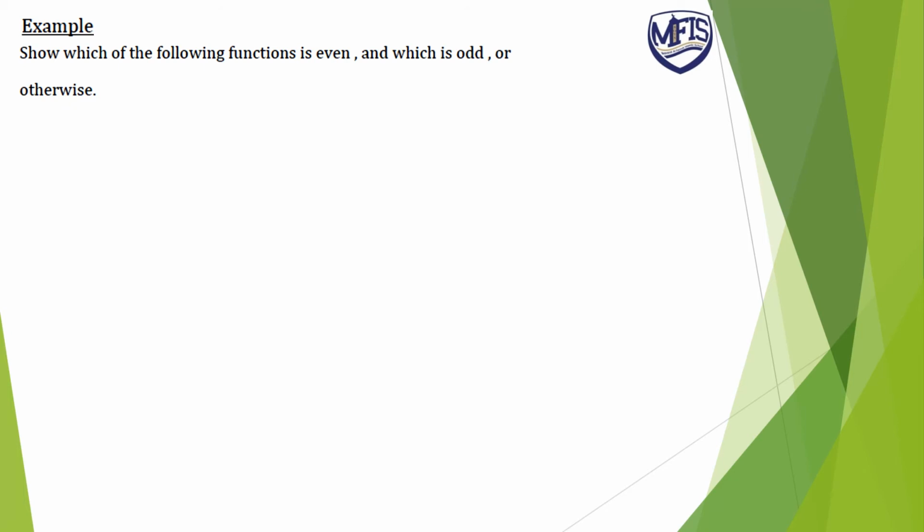Another example. Show which of the following functions is even, which is odd, or otherwise.